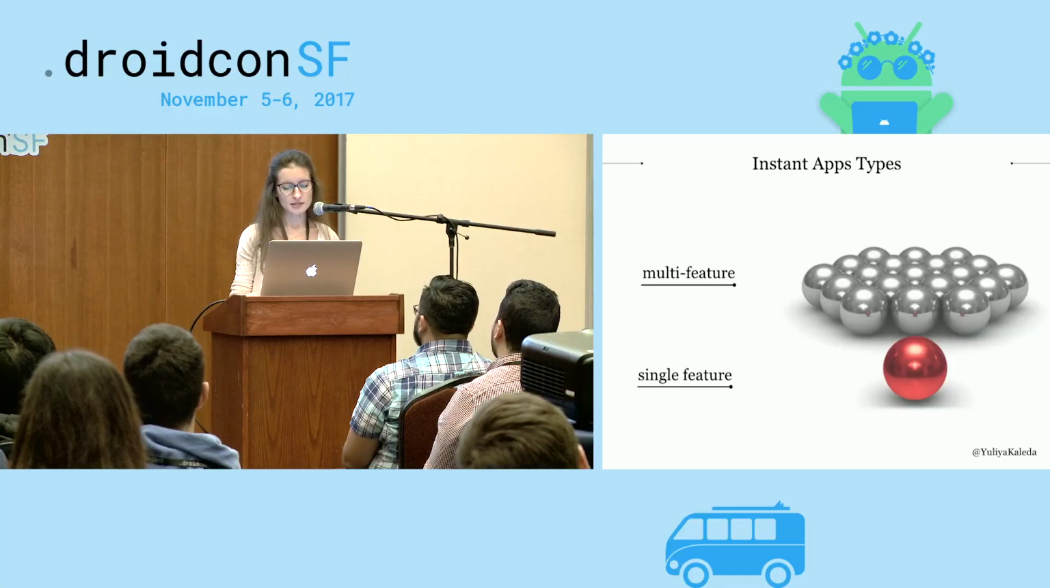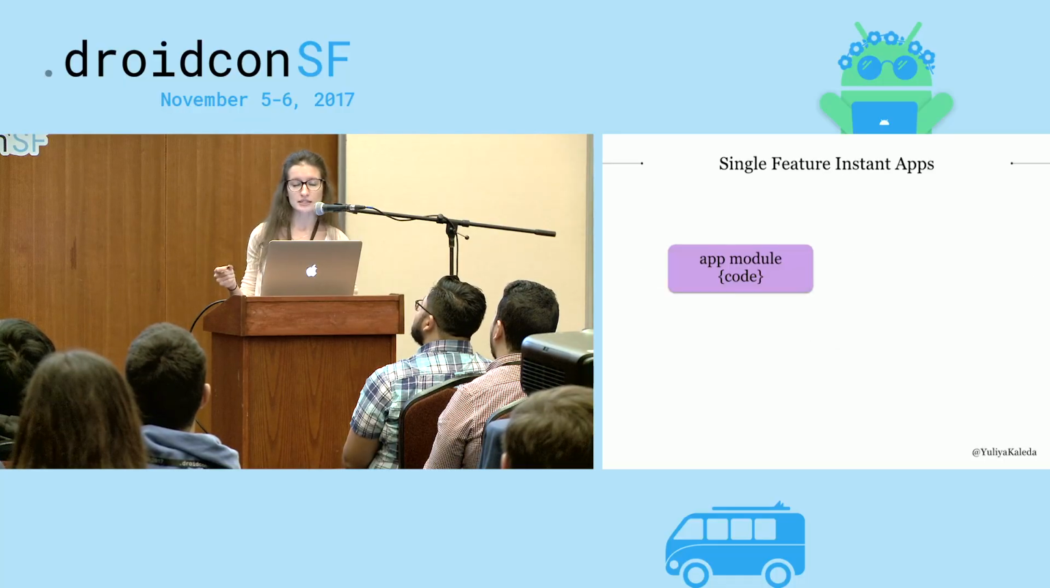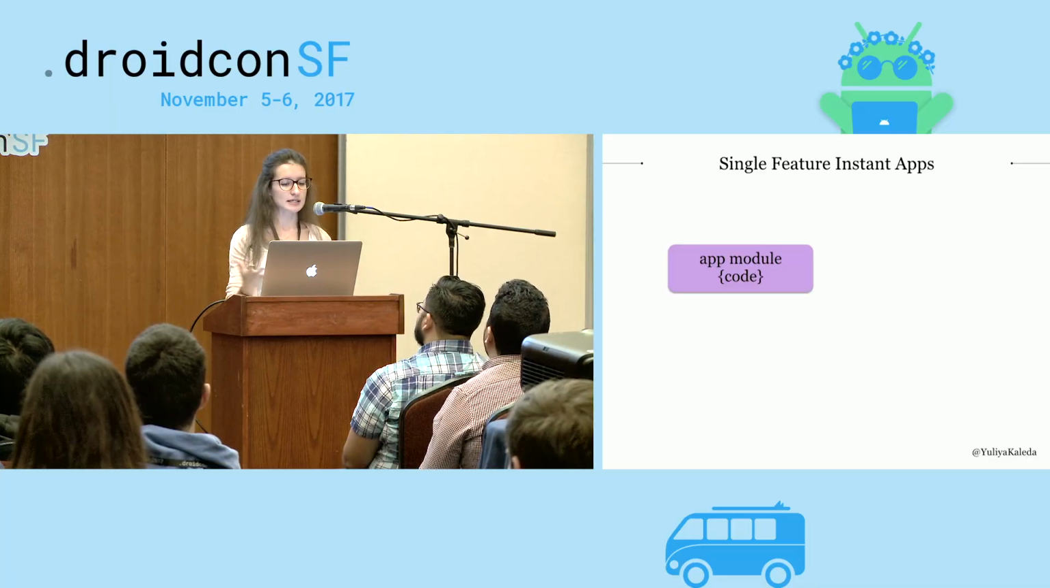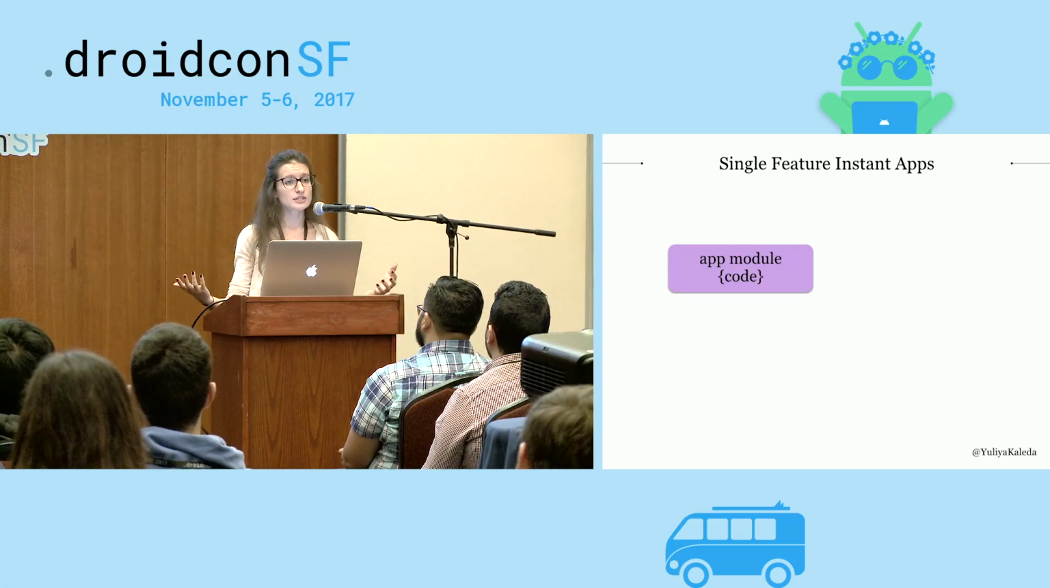We'll start with the easiest approach, which is a single feature instant app. It's probably one of the best ways to start building an instant app and play with it and see how it works. So imagine we have just one module, right? Currently we have our regular installable application. All our code lives within one module, which is the app module.